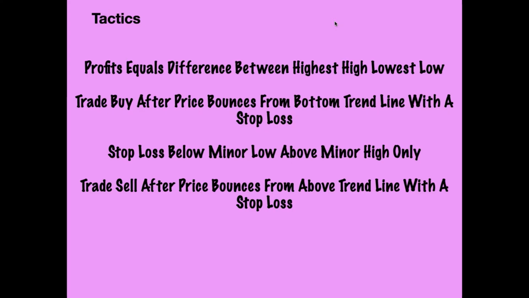If it gives a breakout above this pattern, crossing the pattern, or gives a breakout on the downside, crossing below the pattern, then we can expect a movement of 40 rupees in an ideal situation. Therefore, the profit target should be a 40 rupee move, whether you go long or short as per the breakout. Now the second thing says: trade buy after price bounces from the bottom trend line, with a stop loss.